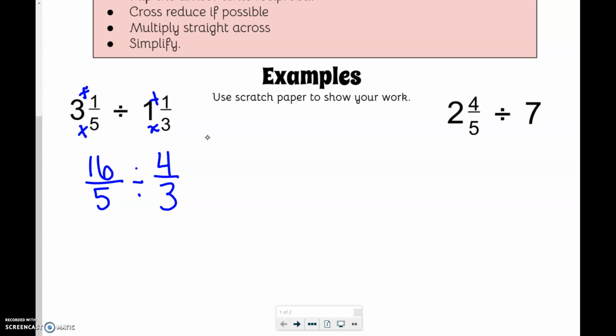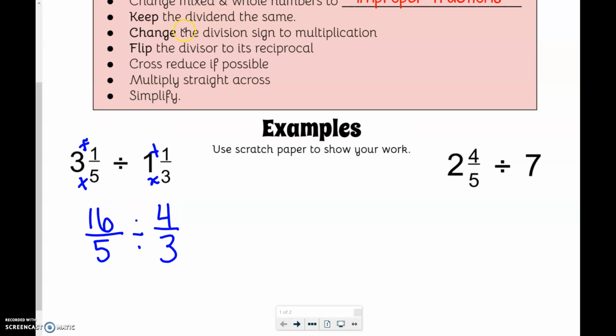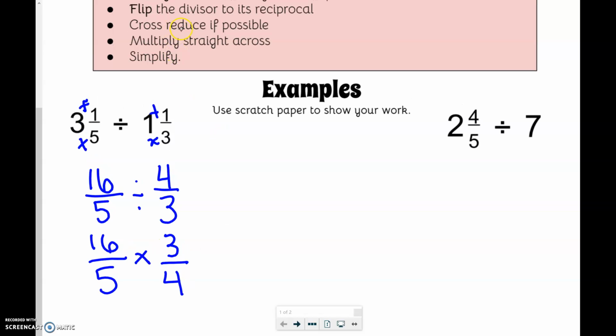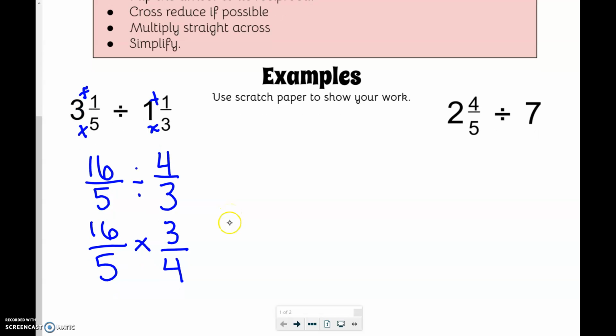So now is when we can do that whole keep, change, flip, where we keep the dividend the same, change the division to multiplication, flip the divisor so it's a reciprocal. So I'm going to keep 16/5 exactly the same, change division to multiplication, and flip to have the reciprocal for our divisor. Okay, now I strongly suggest that you cross reduce if possible. It's going to help you out. So on this one, I can see that 4 and 16 can both be divided by 4. So 4 divided by 4 is 1. 16 divided by 4 is 4. Now, if you didn't cross reduce, that's okay. You're just going to have bigger numbers and need to simplify more at the end, and that's fine. I just encourage you to do it sooner because it's a little bit easier.